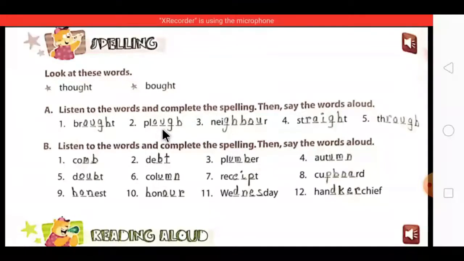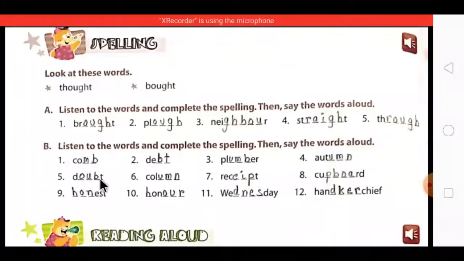The second one is plow. The third one is neighbor. Fourth one is straight. And fifth one is through. Now the next exercise is, you have to listen to the words and complete the spellings. In this also, same way. First one, comb. Second one, depth. Third one, plumber. Fourth one, autumn.